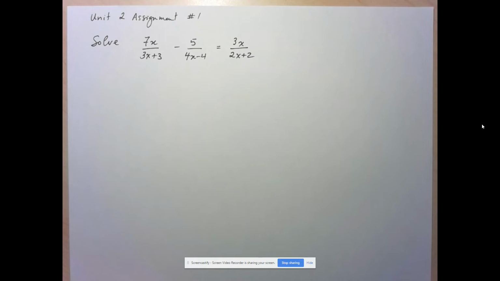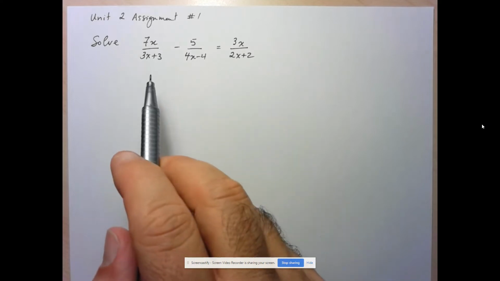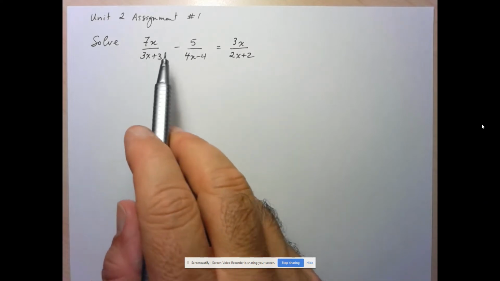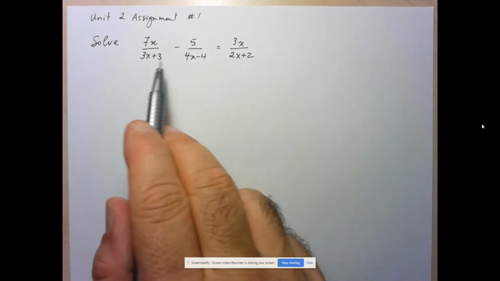Hi folks, we're going to take a look at an example of solving a rational equation. So this is number 1 from the Unit 2 assignment. So here our strategy is going to be to clear out these denominators, and we're going to do that by multiplying both sides of the equation by the lowest common denominator between these three denominators.